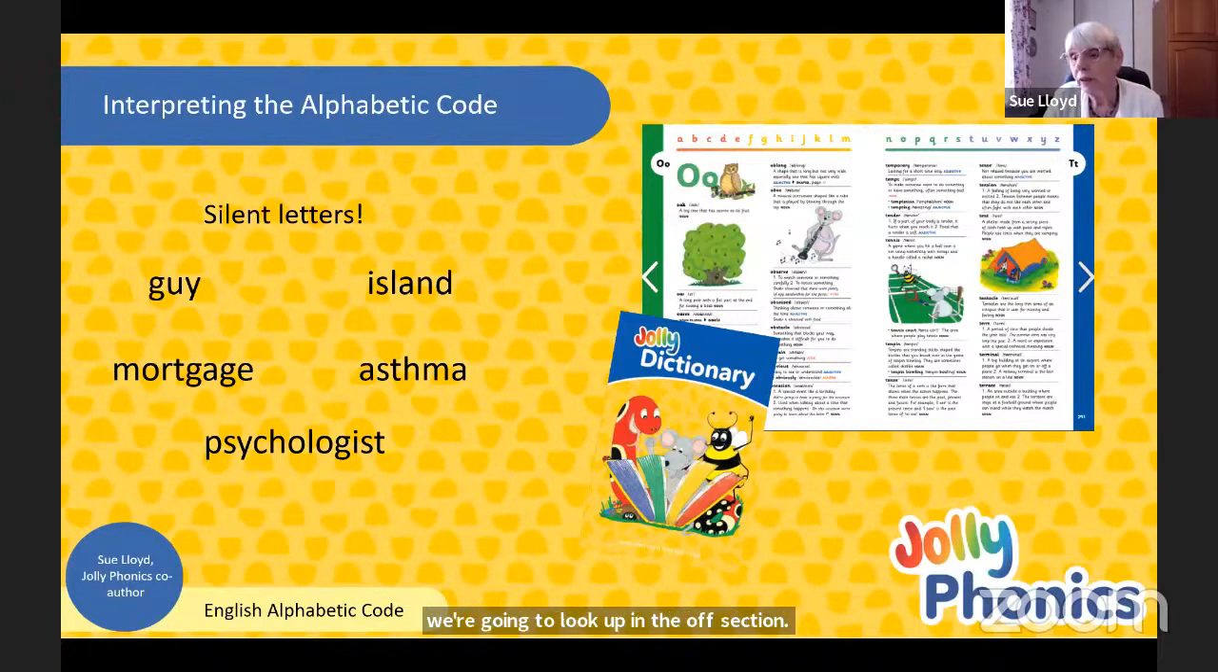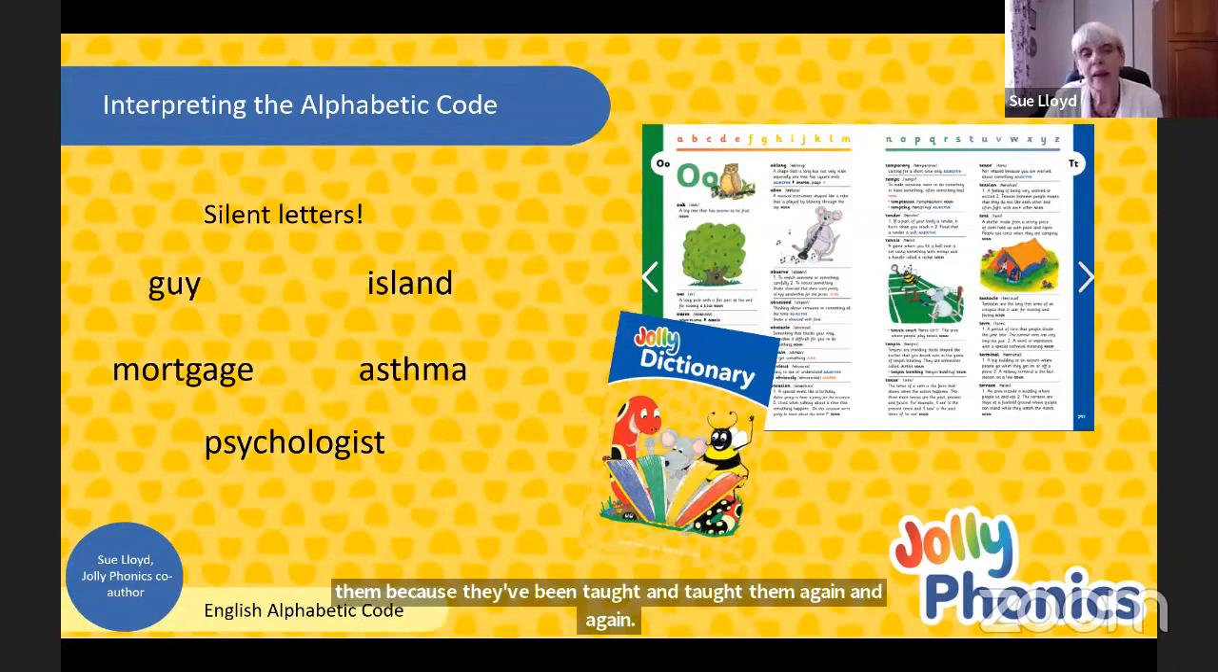And then you listen for the next sound, and then look for that letter, and then listen for the next sound. And that usually takes you to the word. It works very well, so long as the children can all hear the sounds in words. And of course, if they're doing Jolly, they will hear them, because they've been taught and taught again and again how to listen for those sounds.